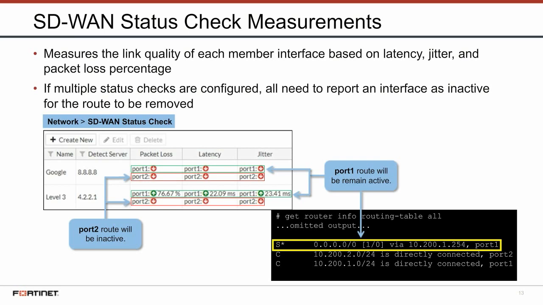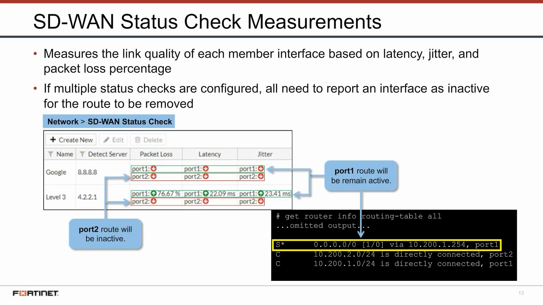SD-WAN status check allows FortiGate to dynamically deactivate and activate routes based on link availability. If status check reports an interface is inactive, the corresponding routes will be removed from the routing table. If multiple status checks are configured, all need to report an interface is inactive for the route to be removed. If you choose to configure only one status check, you should be aware of the risks of false positive events.